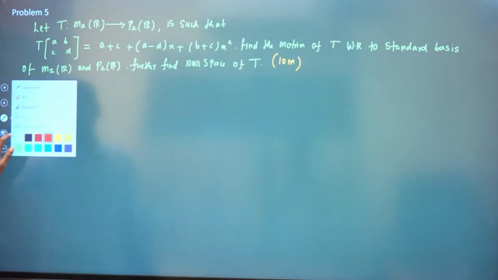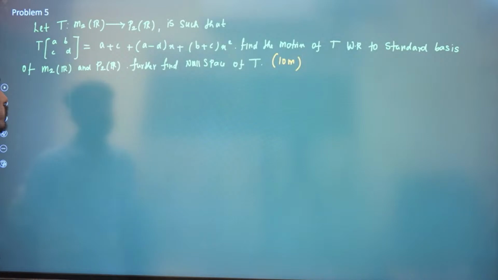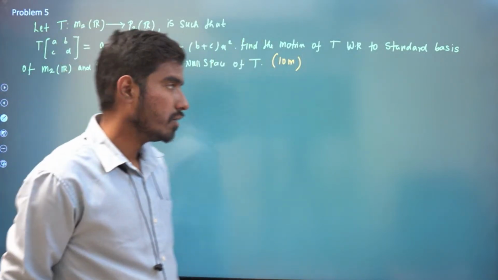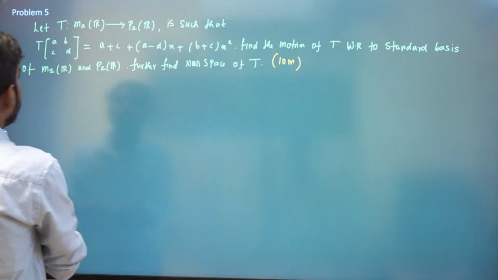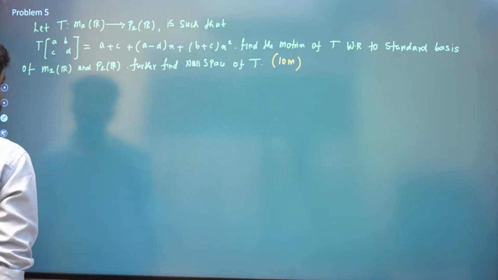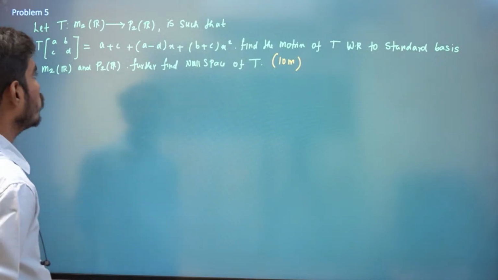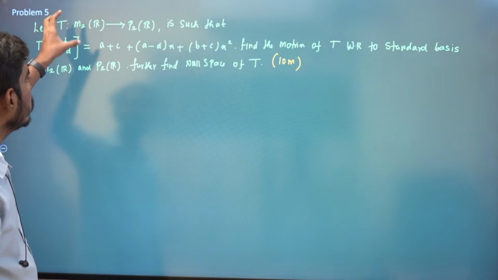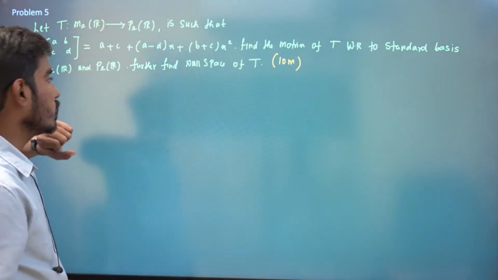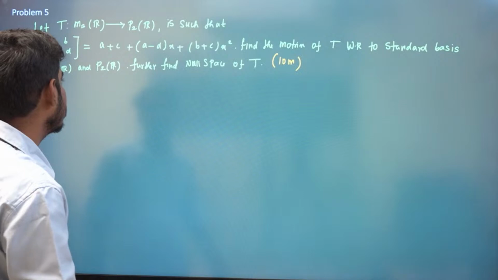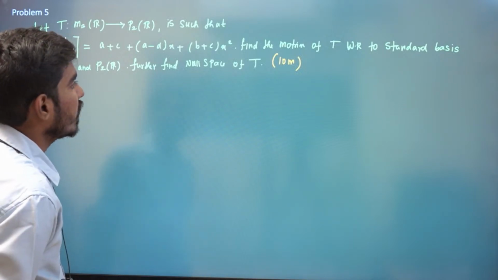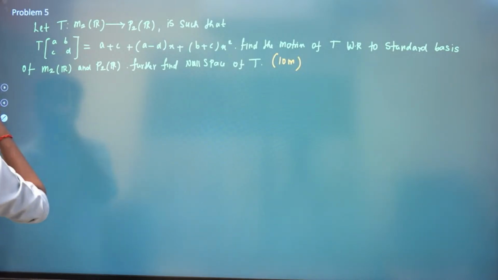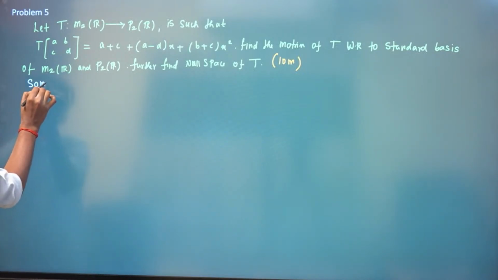So T is a map from M2 of R to P2 of R. P2 of R is the set of all polynomials of degree at most 2, right? I know everyone knows the basics. T is a map from M2 of R to P2 of R. That map is given by, if you give a 2 by 2 matrix, it will take it to P2 of R, that is given by (A + C) + (A - D)x + (B + C)x square. Find the matrix of T with respect to the standard basis of M2 of R and P2 of R. Also find the null space for this.